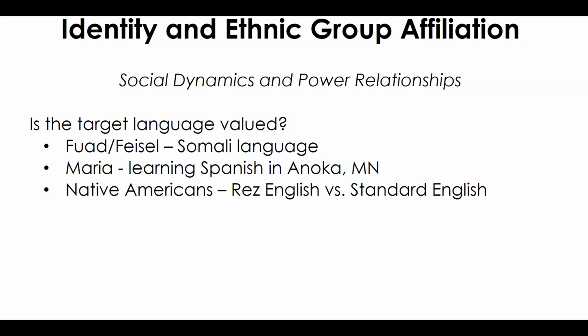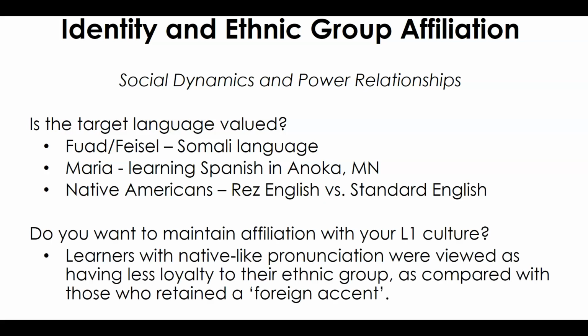So again, this is what we're looking at. Your identity and your ethnic group affiliation, their feelings towards the target language and what you're using can really affect the student's motivation and ability to learn a new language. So essentially the question is, do you want to maintain affiliation with your L1 culture?